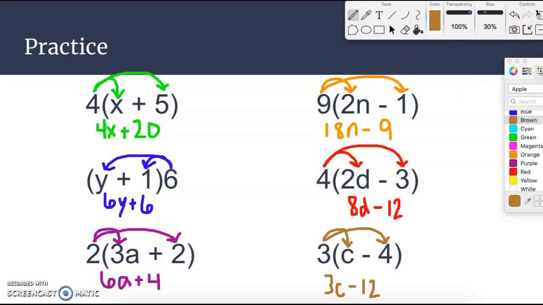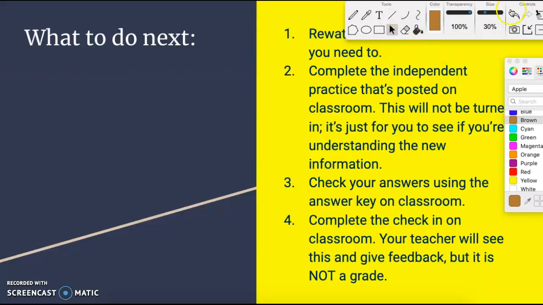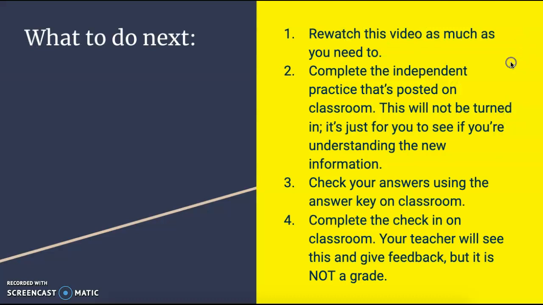And just real quickly, what to do next for you, rewatch this video as much as you need to. Complete the independent practice, check it with the answer key, and then do that check-in last.